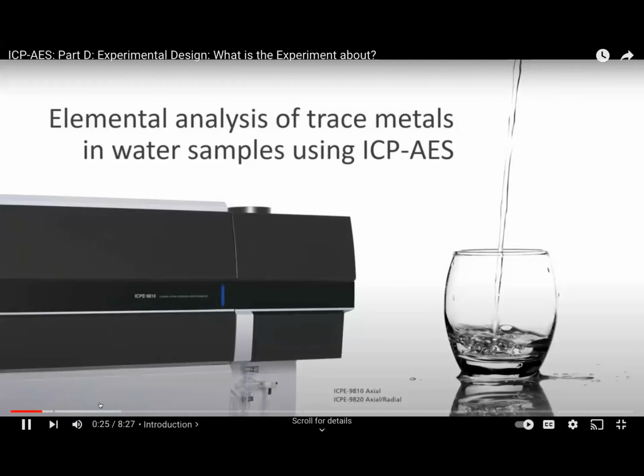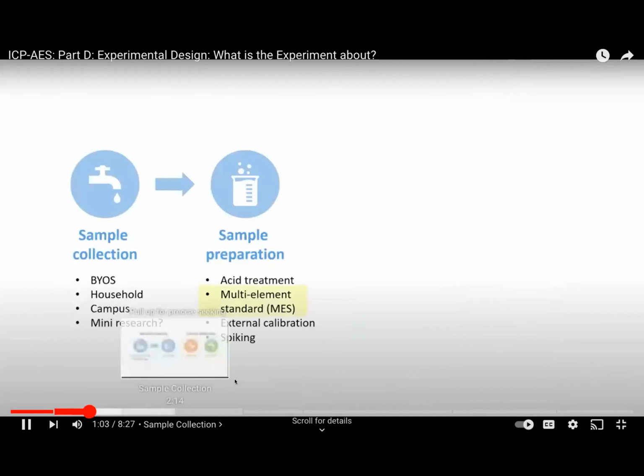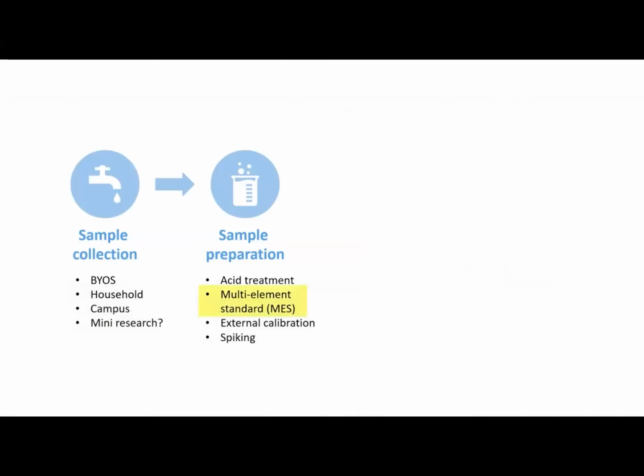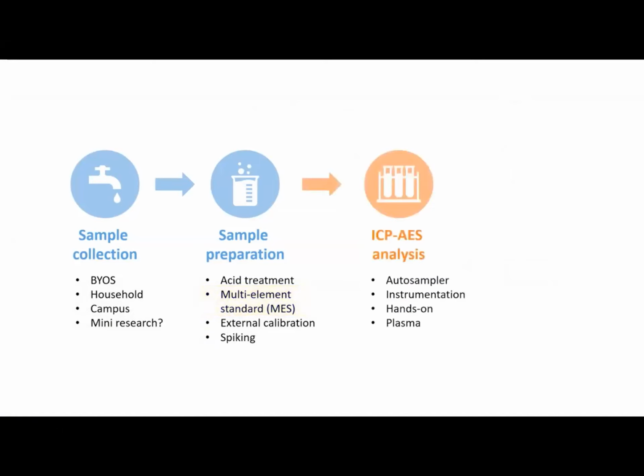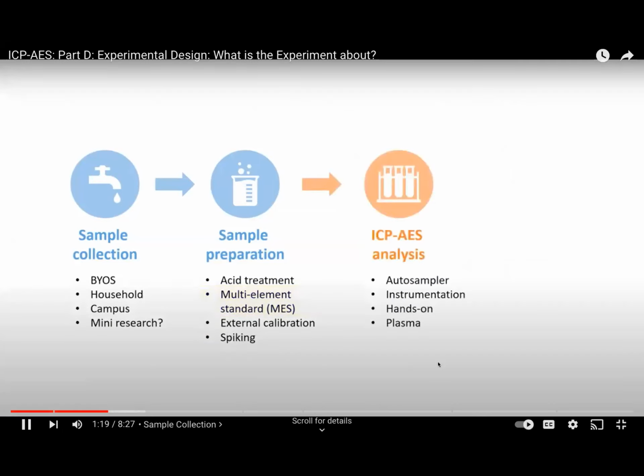In this experiment, we will use a multi-element standard to perform external calibration and to spike our sample to investigate if the matrix interference is within the acceptable range. In the lab, you will have a chance to learn how to set up the autosampler, and we will show you how the different parts of the ICP instruments look like. You will also have hands-on experience operating the machine and see how the plasma is being generated.